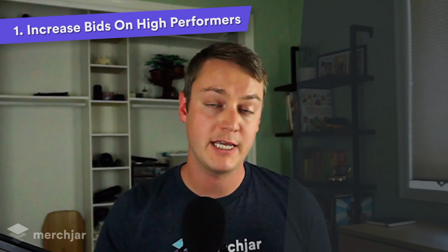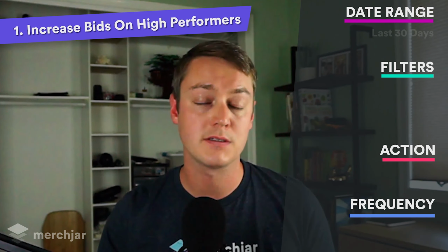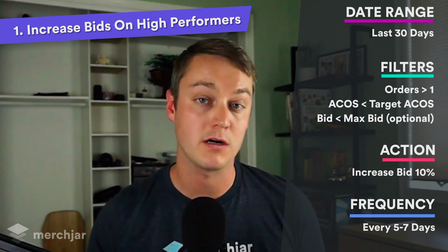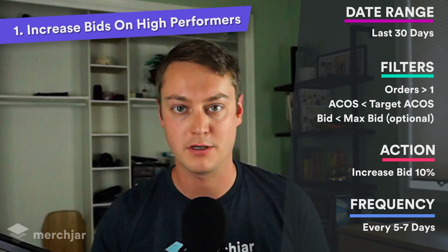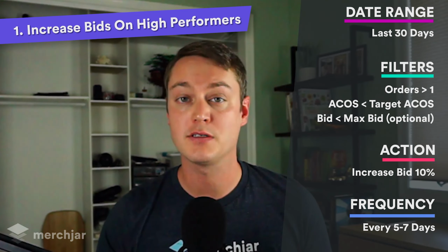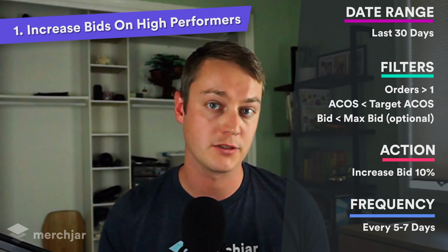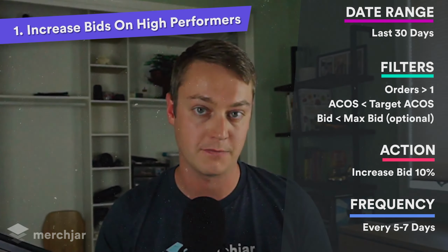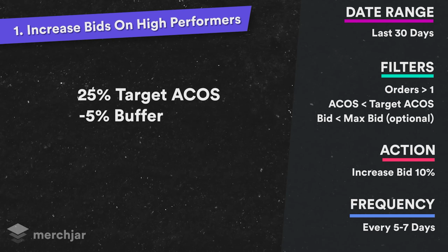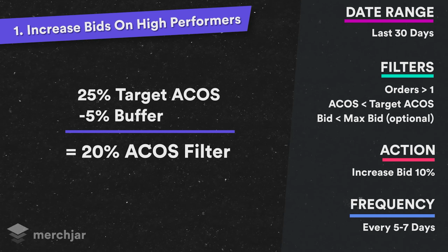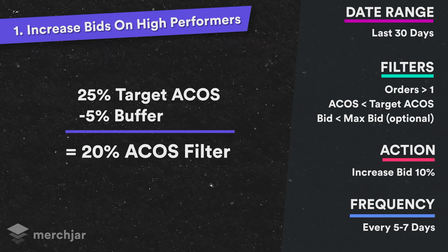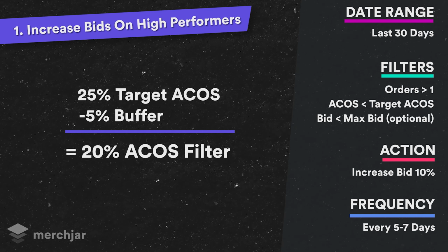For targets that have an ACOS that's close to your target ACOS, it's a good idea to have a target ACOS buffer so you're not messing with a good thing that's already working. You can subtract 2 to 5% from your target ACOS to act as your buffer. So if your target ACOS is 25%, you would use a filter for any targets that are less than 20 to 23% instead of your target of 25%.